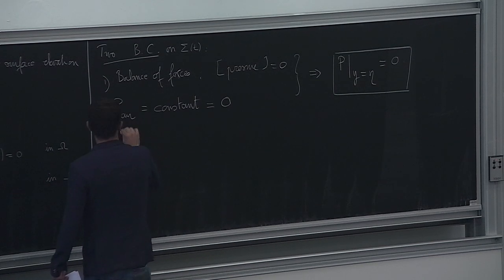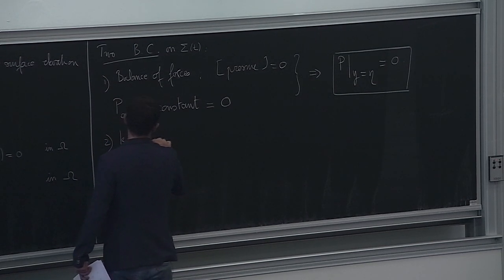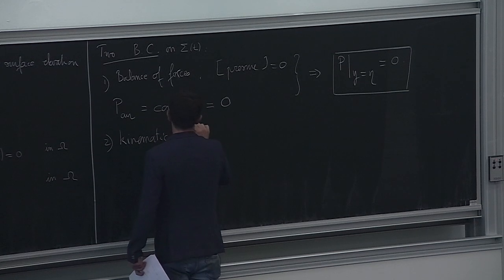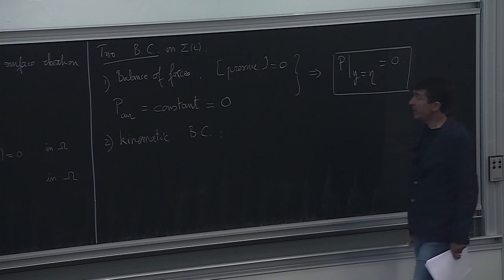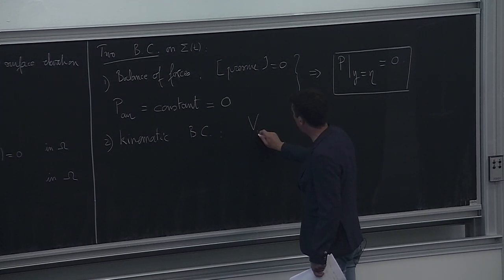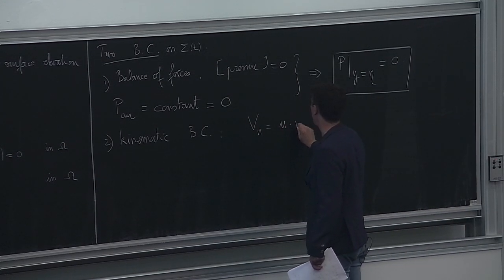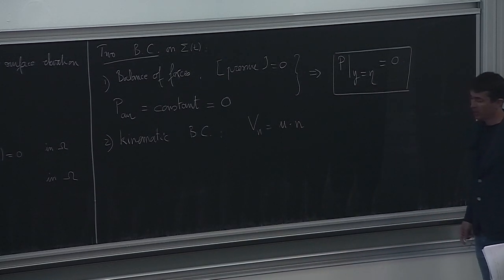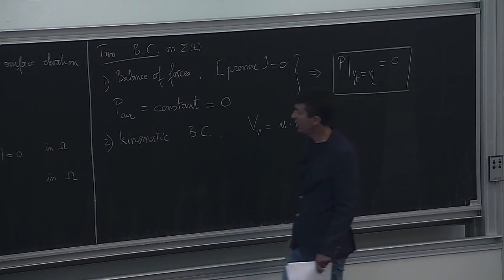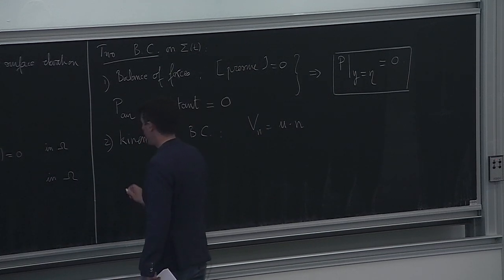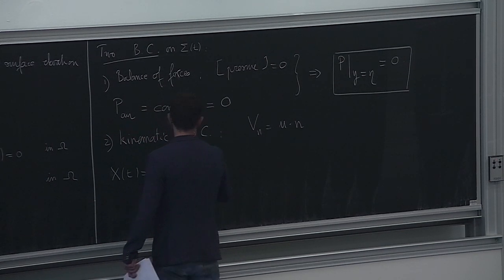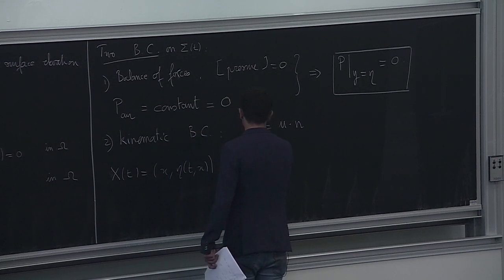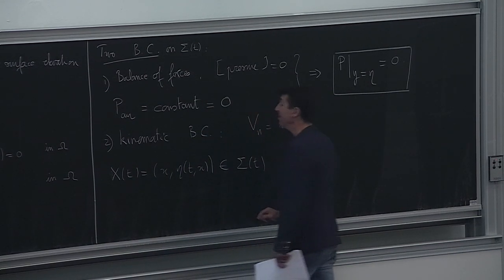The second boundary condition is called the kinematic boundary condition. One way to express it is to write that capital V index n is equal to u dot n. So to explain the notation here, firstly, let's consider a point, capital X of t. Let's consider a point on the free surface.